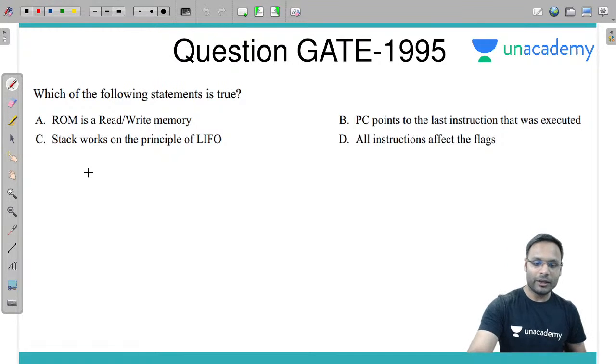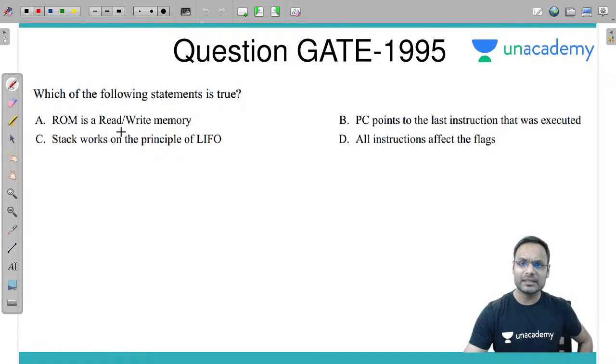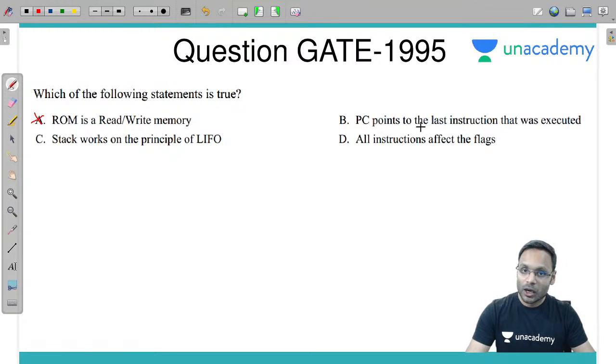So here it is, the very first question of the day. Very easy, very simple. Which of the following statement is true? ROM is read write memory. No, it's not true. ROM is read only memory. PC program counter points to the last instruction that was executed. No, it points to the next instruction's address. Stack works on principle of LIFO, last in first out. Yes, that is true. And the last one, all instructions affect the flag. No, false. All the instructions do not affect the flag.